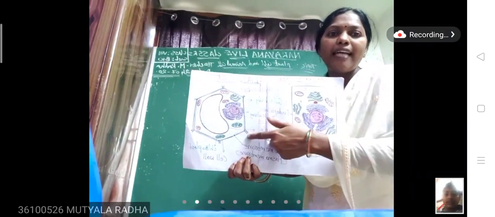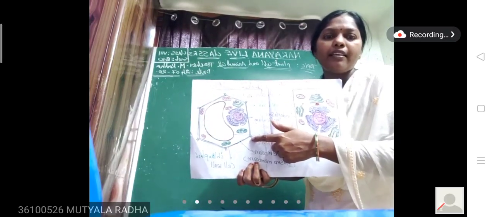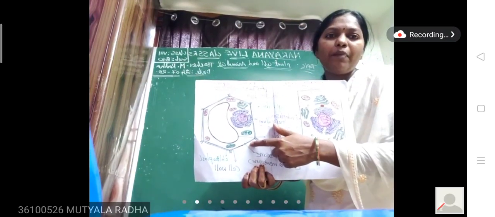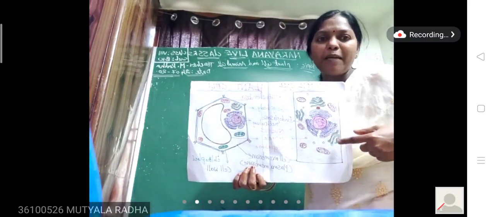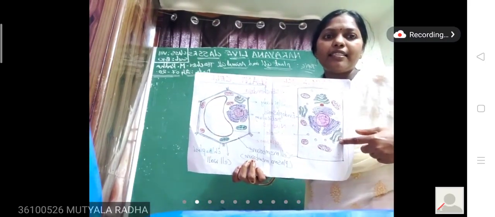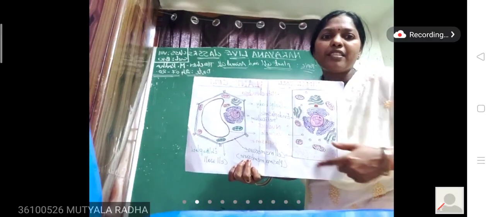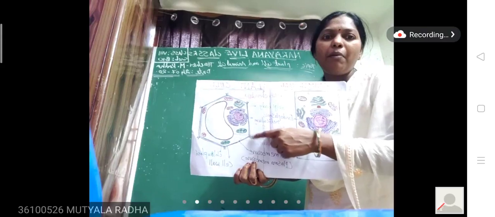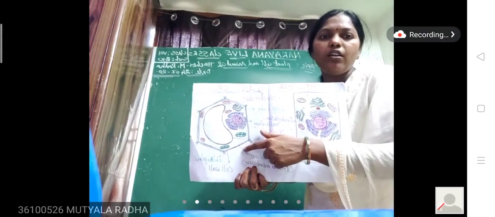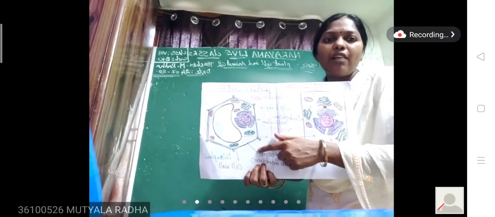But the plant cell has an extra membrane. The cell membrane is covered by another membrane called the cell wall. But the cell wall is absent in the animal cell. Only one membrane is present in the animal cell. But plants contain another membrane called the cell wall. So the cell membrane is covered by another membrane called the cell wall in the plant.